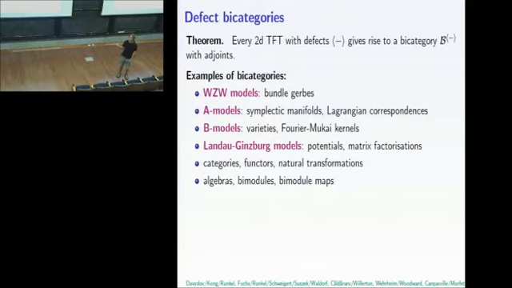But this is only the bicategory. So if you want to know what the full functor is, then this is a different question. So here's just the bicategory, and we can ask what other structure do you need on top of that in order to have a full TFT?